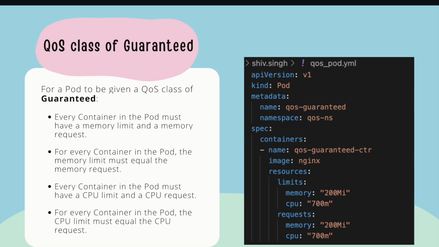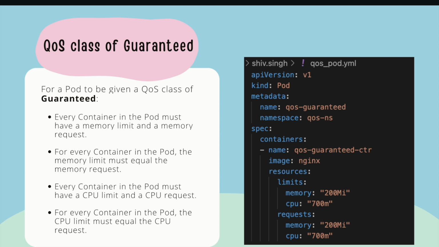So, QoS class of guaranteed. For a pod to be given a QoS class of guaranteed, every container in that pod must have a memory limit and a memory request. Whatever number of containers we have within that pod definition file, each should have a memory limit and memory request. Similarly, every container in that pod should have a CPU limit and a CPU request. These two parameters, limit and request for both memory and CPU, should be equal.